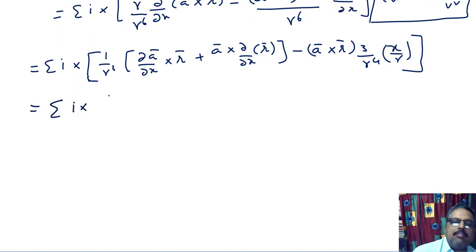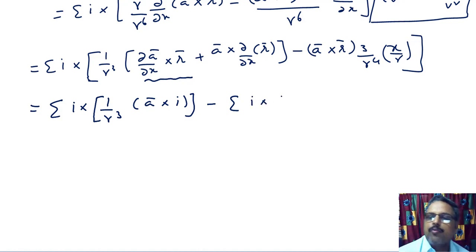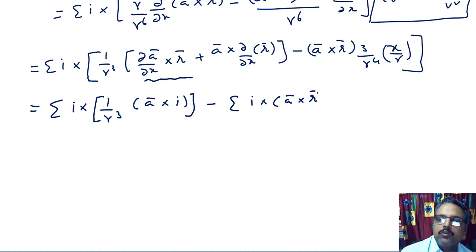Now sigma i cross. Here dou a by dou x, a is a constant vector, its derivative is 0. This derivative is 0. Simply you will get this term 1 by r cube into a bar cross dou r bar by dou x, which is i. Okay. I will write one first term minus sigma i cross a bar cross r bar into, so remaining things are constants, 3x by r power 5.